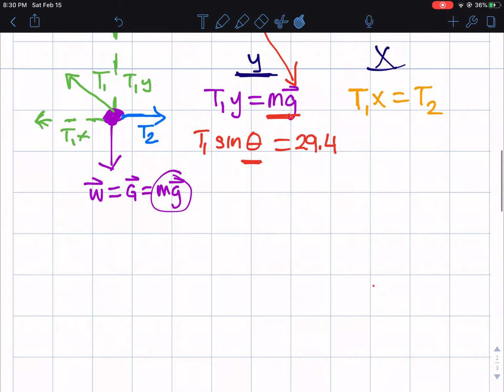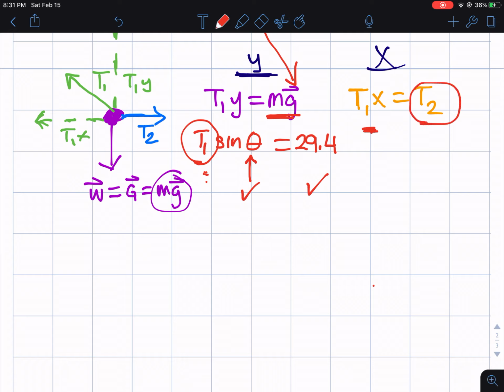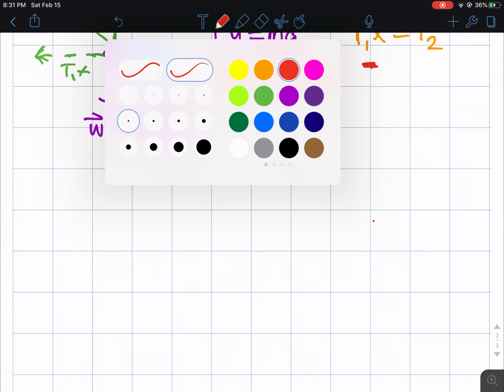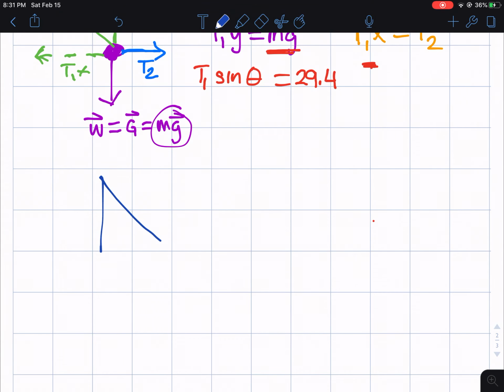So we know that T1 sine theta will give us 29.4. If you can see here, what that means is, if we can get theta, then we will be able to find T1. After we find T1, we'll be able to use it here to find T2. So let's go ahead and find theta. I'm going to redraw the triangle over here so that we can reference it.